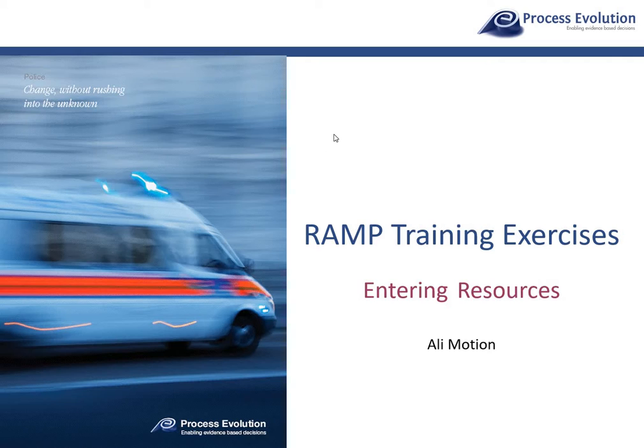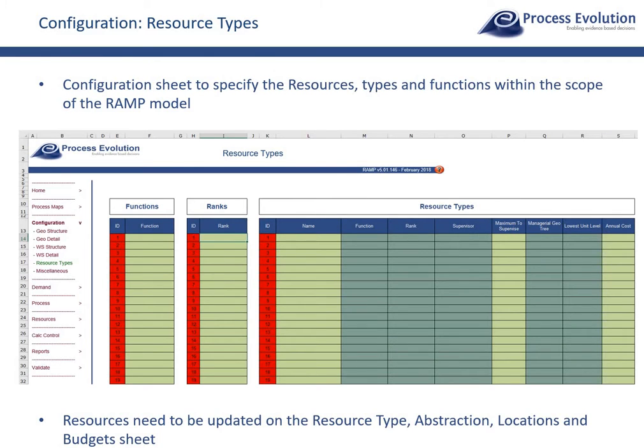In terms of this, following on from the previous two videos, we're going to build up the ramp model. Starting off, how do we configure resources within the ramp model? There are four sheets we need to think about. The first is the configuration resource types, where we'll put the function, ranks and resource types in. The next would then be the abstraction, location and budget sheets. Just bearing in mind, every time we look to do things with resources, there are four different sheets to look at.